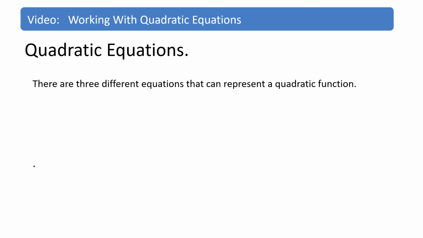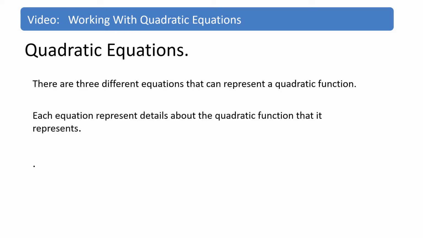There are three different equations that can be used to represent a quadratic function. Each equation represents details about the quadratic function that it represents. These details provide key characteristic data.